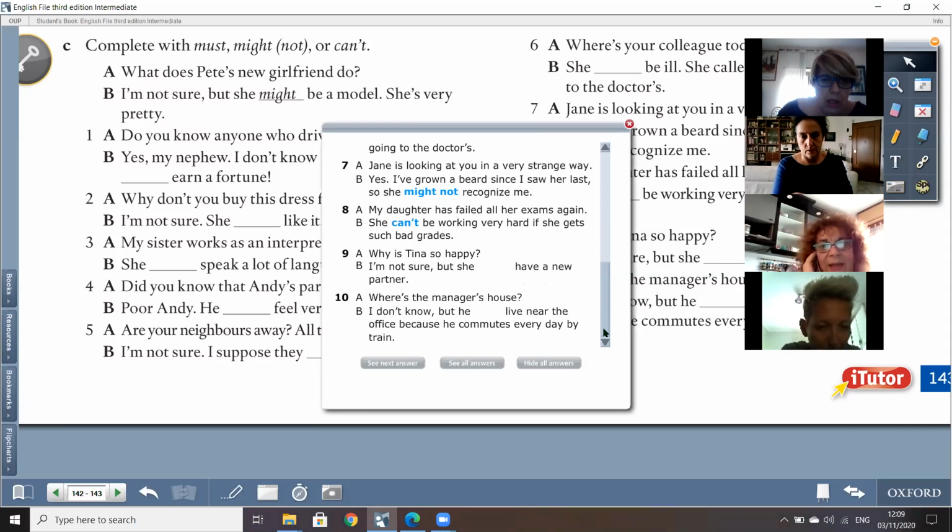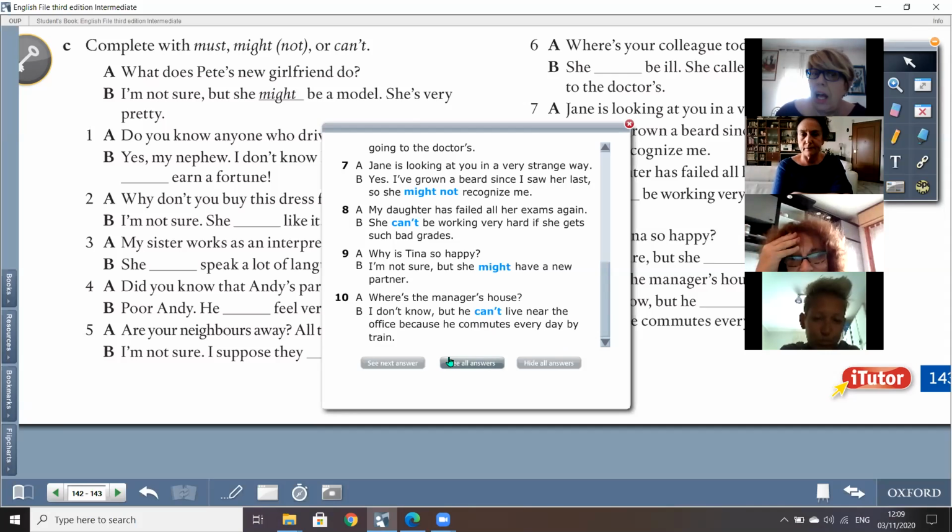Why is Tina so happy? I'm not sure, but she might have a new partner. I'm not sure is helping you a lot. Okay. Where is the manager's house? I don't know, but he might live near the office because he commutes every day by train. No, so he might not. He can't live near the office because he commutes.